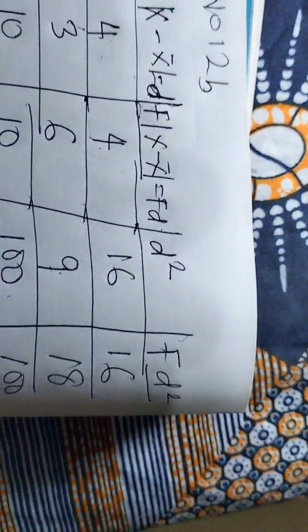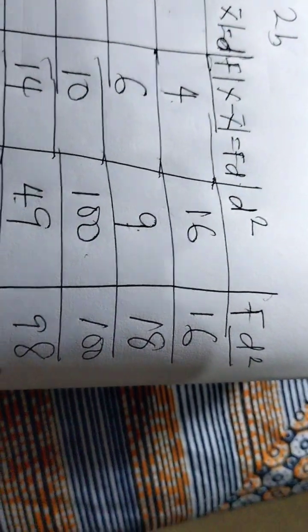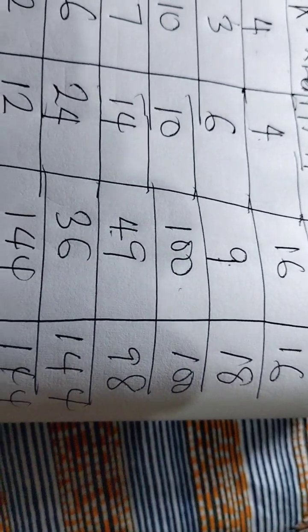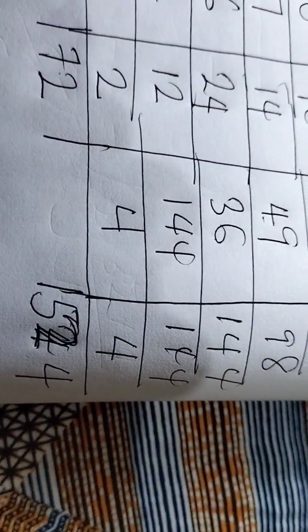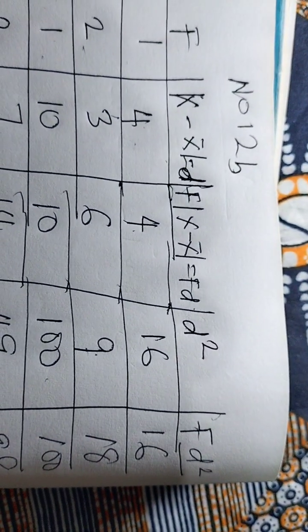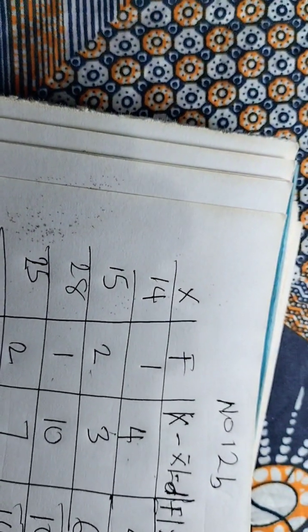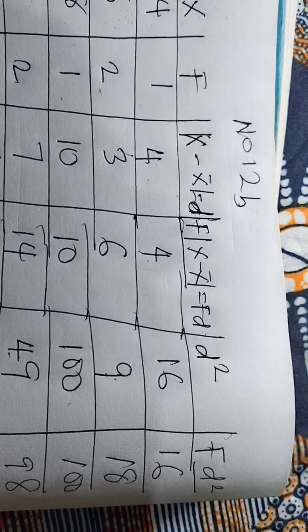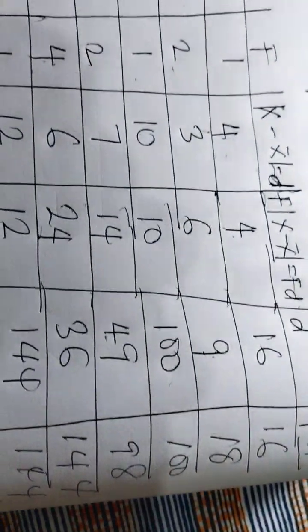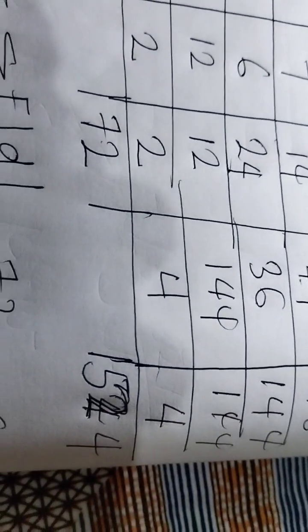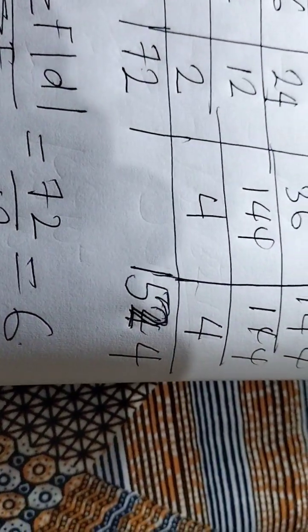We also have another column, which is frequency times deviation squared. We have 16, 18, 100, 98, 144, and 144, 4. Look at the deviation squared column and look at the frequency column. For instance, the first one is 1 times 16, that gives us 16. Second one is 2 times 9, that gives us 18. Third one is 1 times 100, that gives us 100, and so on. We now have this column, and the total is 524.